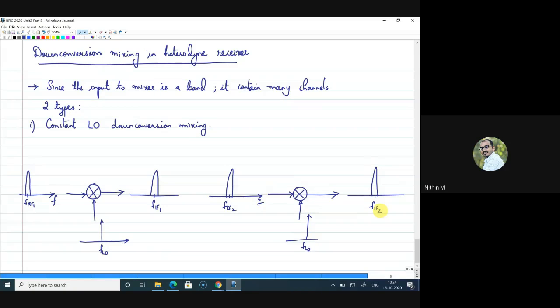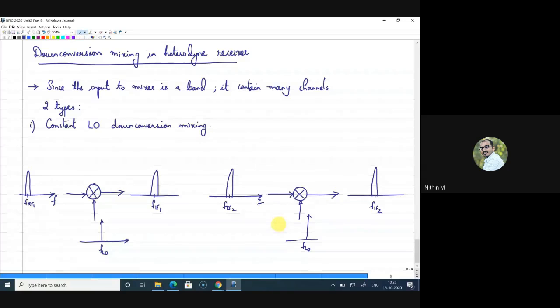So that will be FIF2, because FRF1 is mixed with one LO frequency to generate FIF1. Now FRF2 is different from FRF1. So if we use the same LO frequency, that will be down converted into a different IF frequency. So are you getting this?